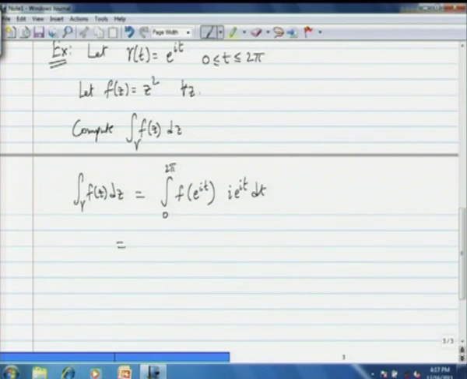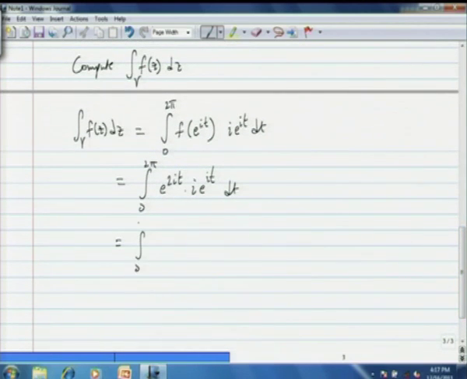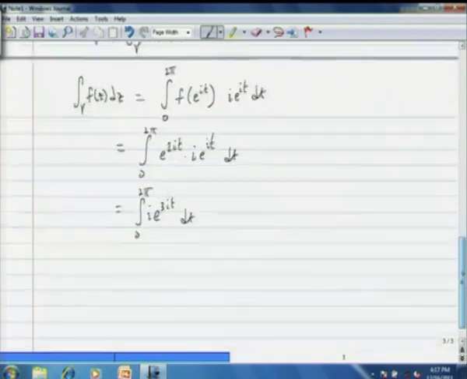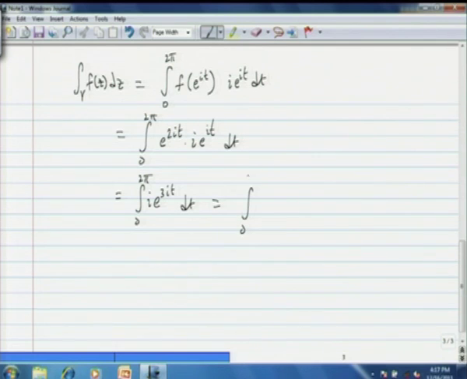Okay. So, this gives us, well, f of e power I t, f of z is z squared. So, f of e power I t is e power I t squared, which is e power 2 I t, times I e power I t dt. Okay. So, we get integration from 0 to 2 pi of I e raised to 3 I t dt, which I am going to write as integration from 0 to 2 pi of I times cos 3 t plus I sin 3 t dt, and multiply the I, you get integration from 0 to 2 pi of minus sin 3 t plus I times cosine 3 t dt.